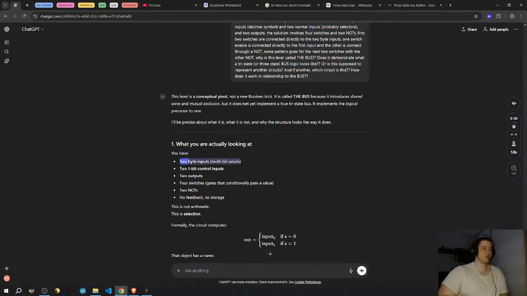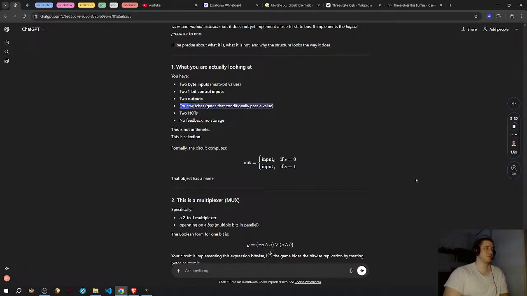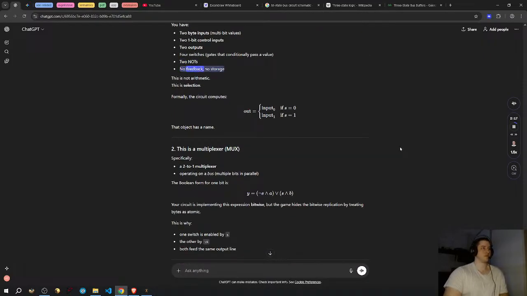You have 2 byte inputs, multi-bit values. 2 1-bit control inputs. 2 outputs. 4 switches, gates that conditionally pass a value. 2 NOTs. No feedback, no storage. This is not arithmetic. This is selection. Formally, the circuit computes Out equals.